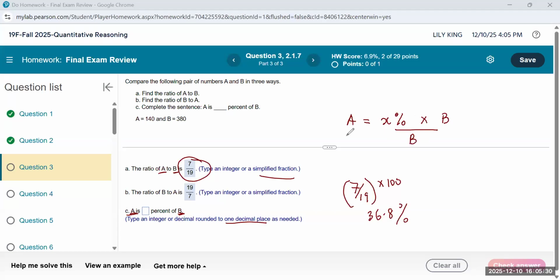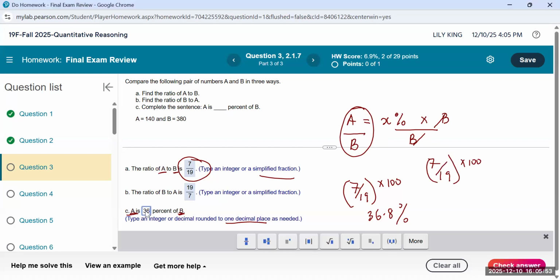Now, if you divide both sides of the equation by B, you have A over B. The A over B is what we found in part A, which is 7 over 19. Changing that to a percent gives you the percentage, which is the same as 36.8. So A is 36.8% of B.